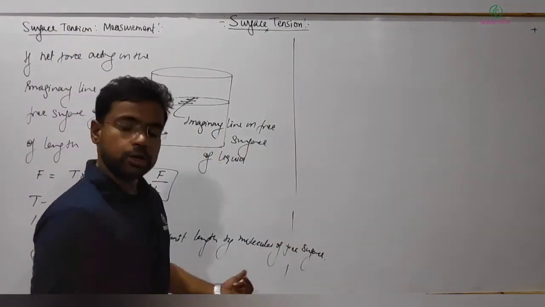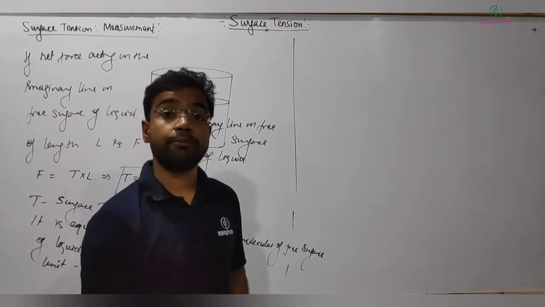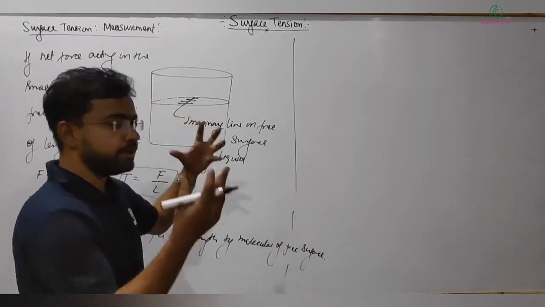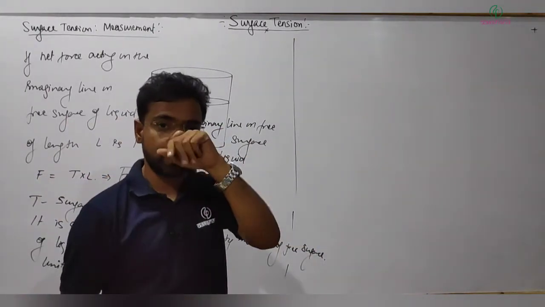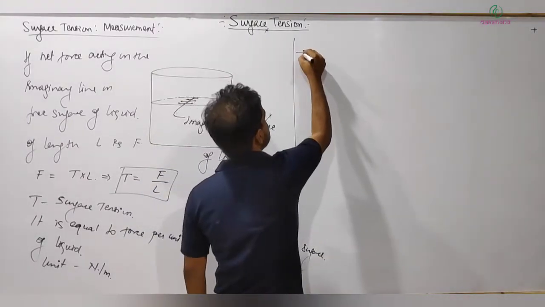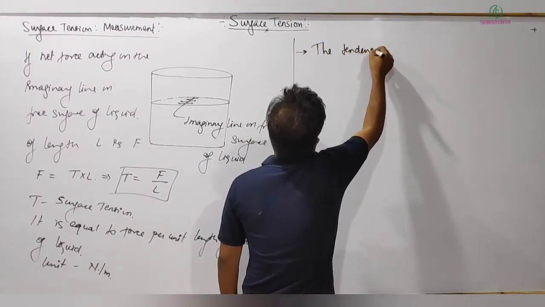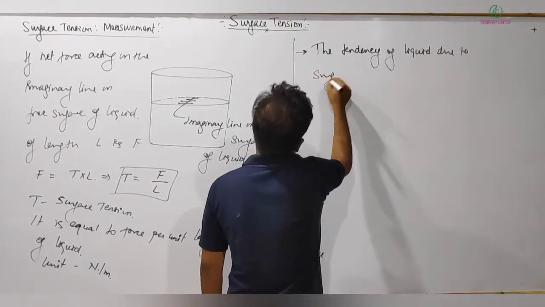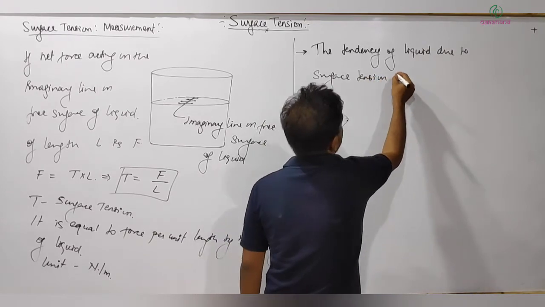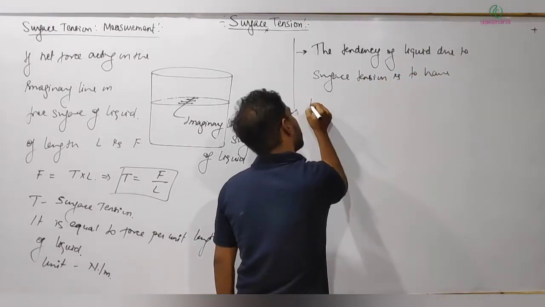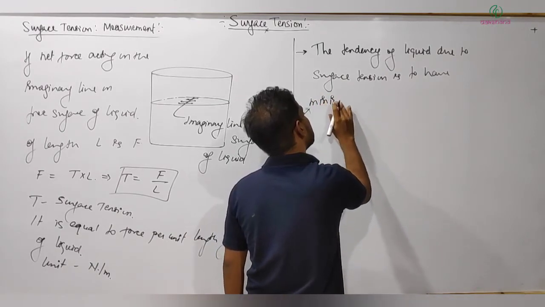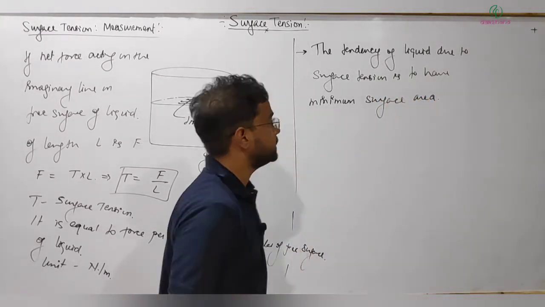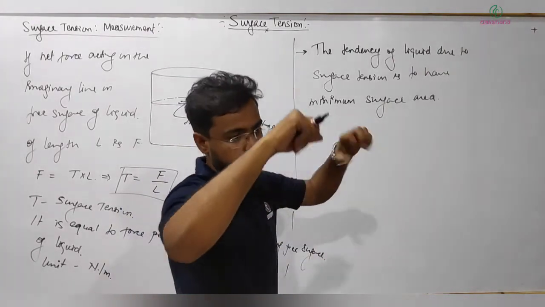And one more thing, because of the surface tension, the property of liquid will always be to have minimum surface area. I already told you, but I did not write it: every molecule is being pulled inside, so it's trying to have minimum surface area, minimum molecules on the surface, right? So the tendency of liquid due to surface tension is to have minimum surface area, right? That must be clear, because every molecule is being pulled inside.